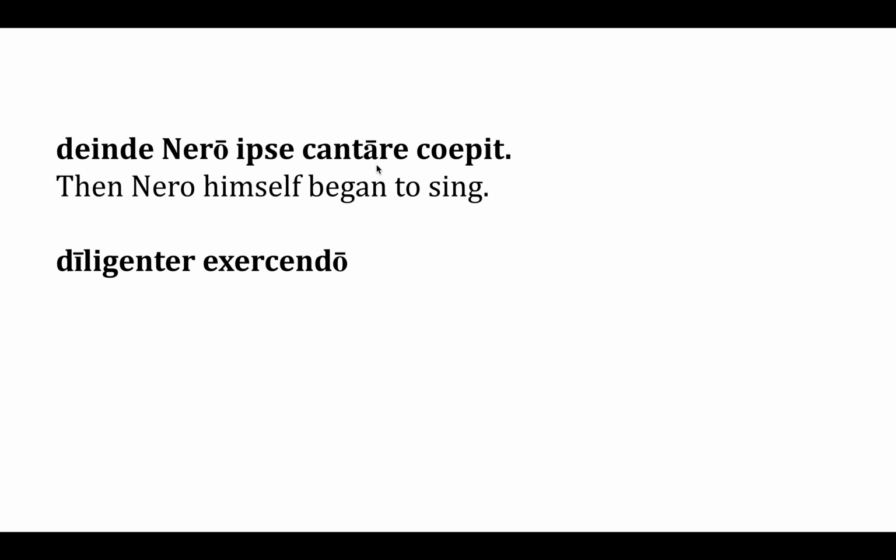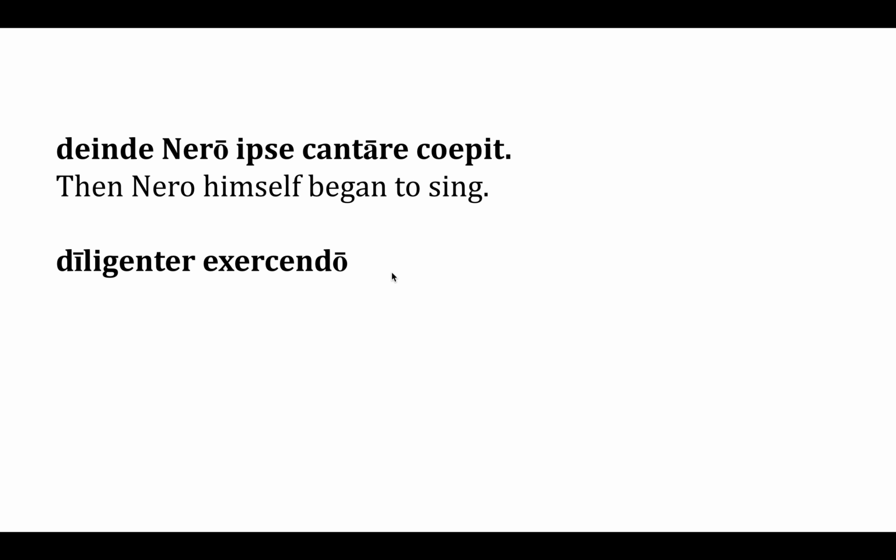Next phrase, diligenter exercendo. Now, diligenter is an adverb that means diligently. Now, exercendo, in this word you have the nd in the middle, so it comes from exerceo, to practice or exercise, but the nd there tells you that this is a gerund or gerundive. And the o at the end tells you that it's ablative, right?